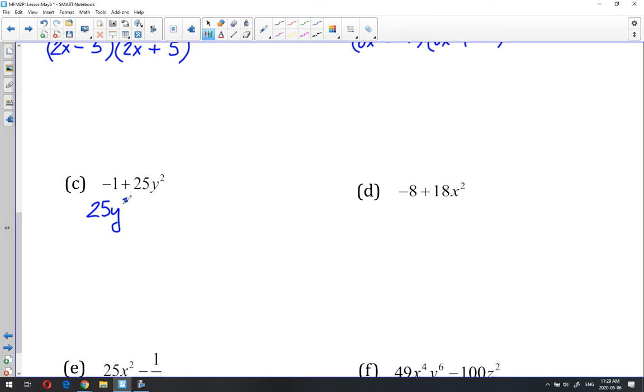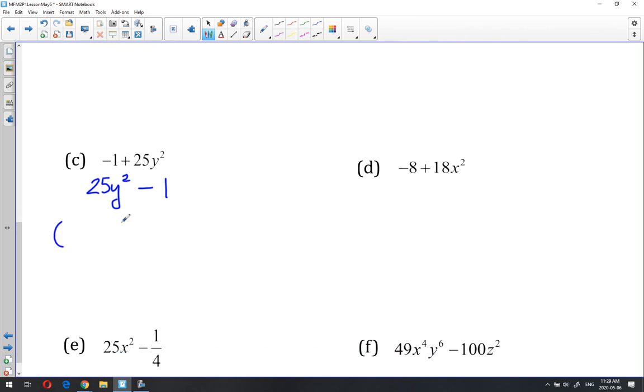25y squared first, right? So the 25y squared is positive. So it's still positive here. We don't have to write that plus. But if we write the negative 1 as the second term, we write it this way. And now you can see that we're able to factor this with a difference of squares. Whenever you're writing polynomials, they should always be written in descending power of the variable, right? So because we have a squared term here and then we have a constant term, the squared term should come first before the constant term.